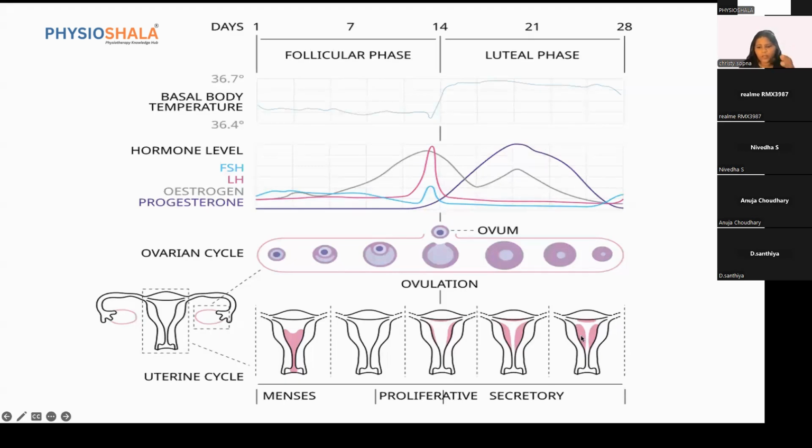If the zygote gets implanted in the uterus, it will grow inside the uterus and the progesterone will continue to peak. If pregnancy doesn't happen, it will come out as menses again. The endometrium will shed off and come out as period blood.